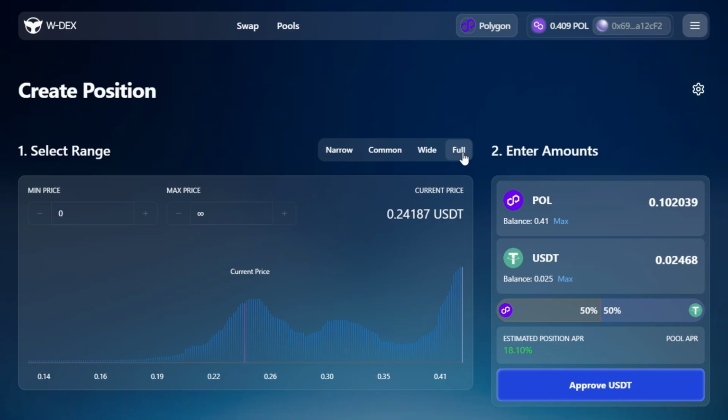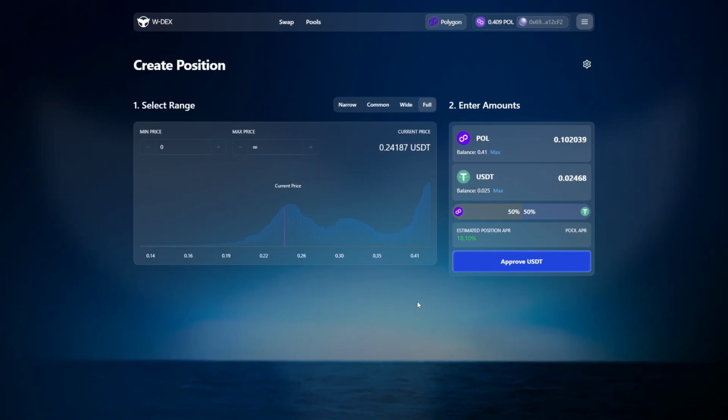Full covers the entire possible price range. In this range, your assets are always active, regardless of market movement. There is no risk of falling outside the price range. For this reason, it is recommended for most users. Although other ranges may offer higher potential profits, they require more experience, technical knowledge, and carry higher risk for beginners.